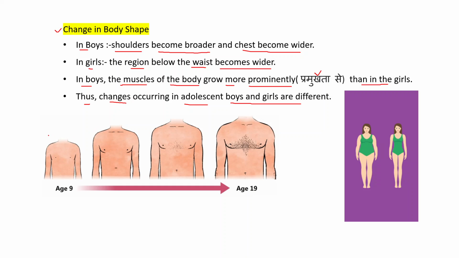From this diagram, you can see in boys, these shoulders are broader, the chest is wider. Okay. And in girls, if you see, that is the region below the waist. Waist means kamar. Kamar ke niche wala bhag. You can say this part becomes wider during this age. Okay.